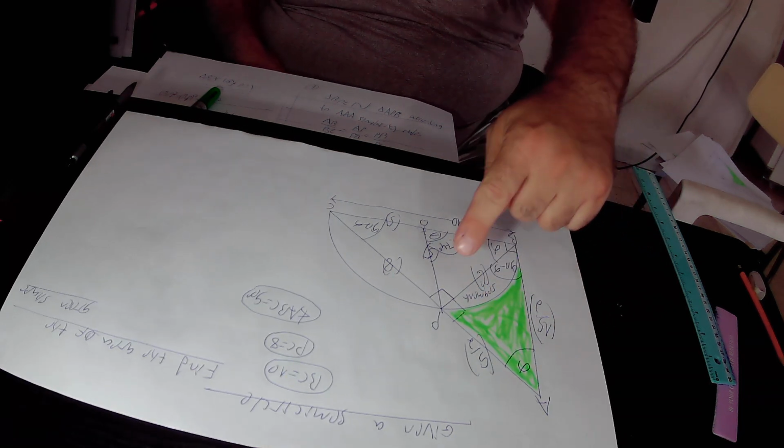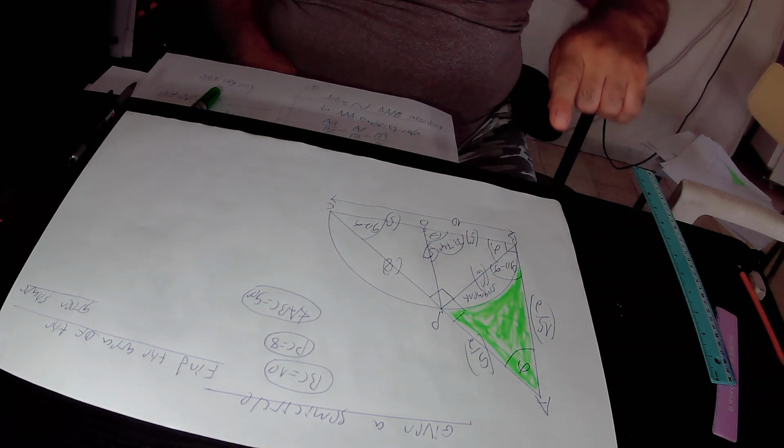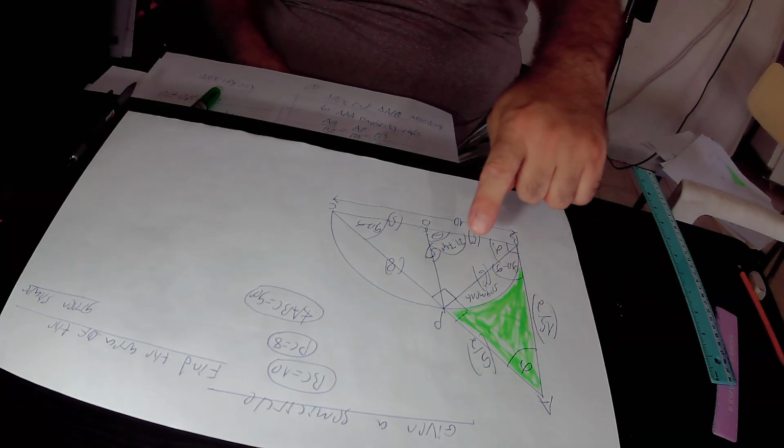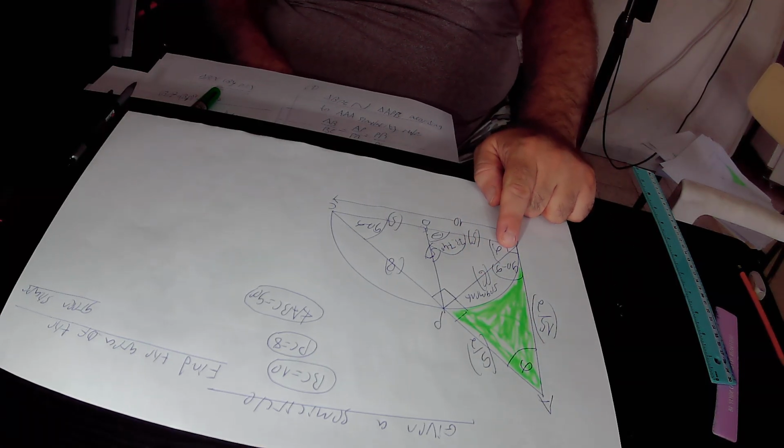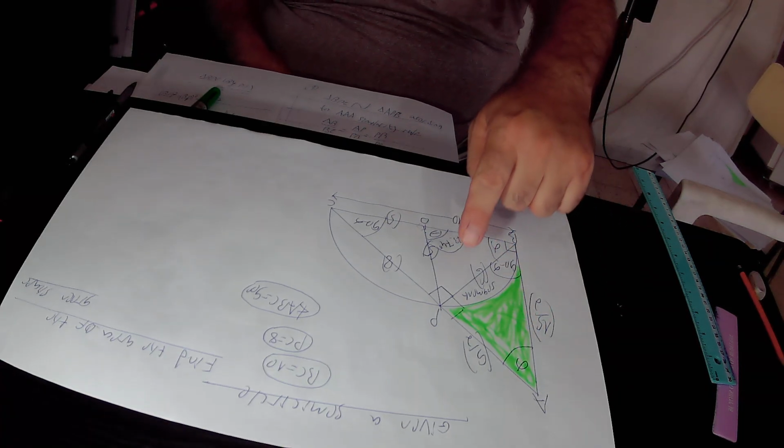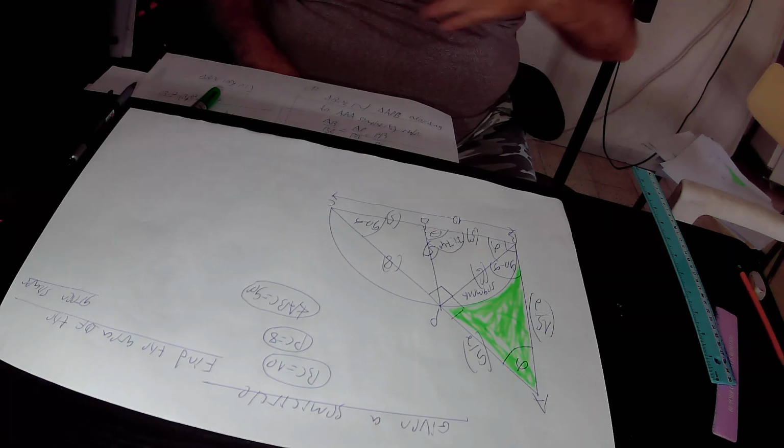So in triangle APB, the right triangle APB, we define this angle as alpha. This angle equals 90 degrees, and therefore this angle must be equal to 90 degrees minus alpha. Why? Because 90 degrees minus alpha plus alpha is 90 degrees, and 90 degrees plus 90 degrees is equal to 180 degrees. That is the sum of the angles in the triangle.